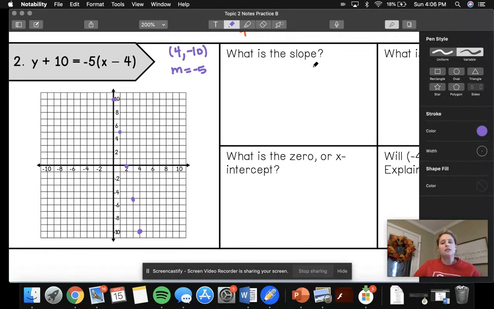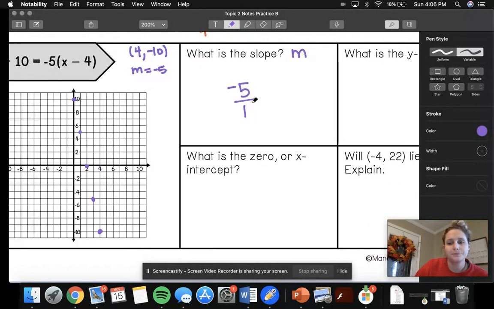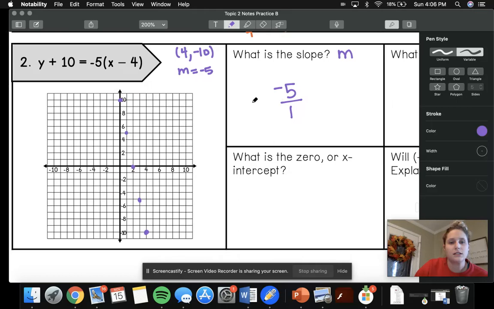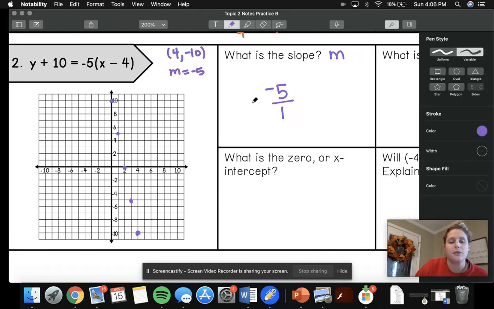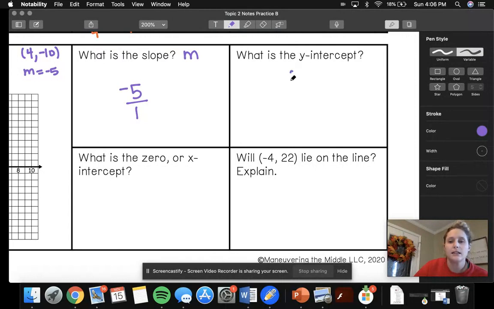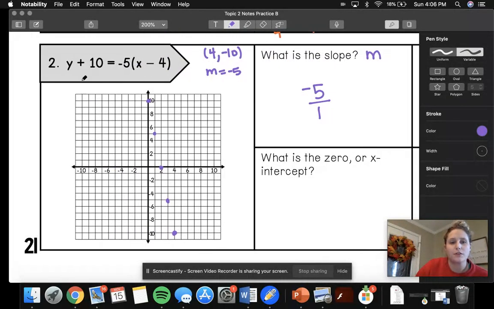Okay. What is the slope? Well, we already knew what the m value was. It's -5, so that was easy, or a -5 to 1 ratio. What is the y-intercept? You could do this many ways. You could use your graph to see that it crosses at 10. You could also solve this equation out and put it into slope-intercept form.